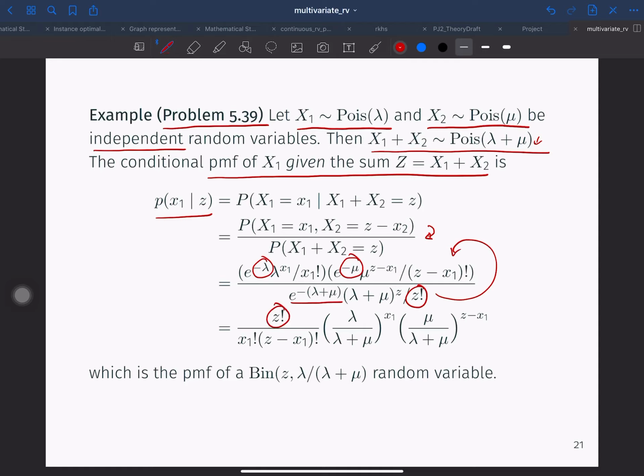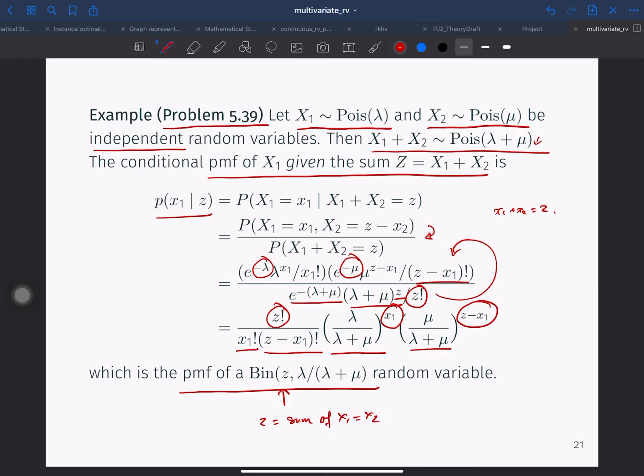And then you have x1 factorial here in the denominator, and (z minus x1) factorial here in the denominator. And then finally, by that expression, we have x1 plus x2 equal to z. So we can write lambda over (lambda plus mu) to the x1 for the first part, and mu over (lambda plus mu) to the (z minus x1) for the second part. So in summary, that's the PMF of a binomial where the number of trials is z, which is the sum of x1 and x2, and the success probability is lambda over lambda plus mu.